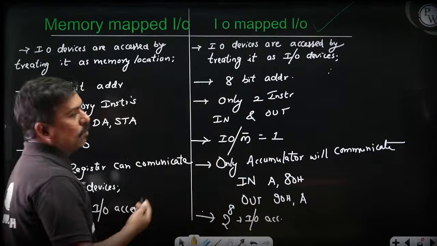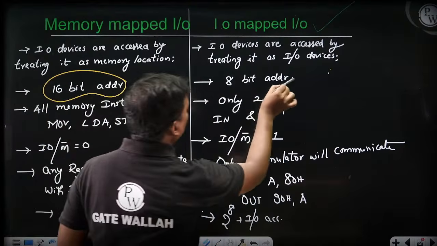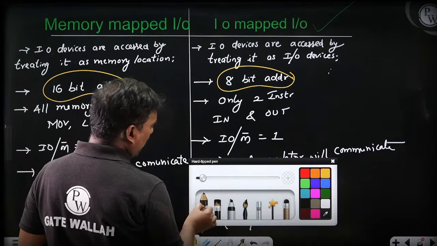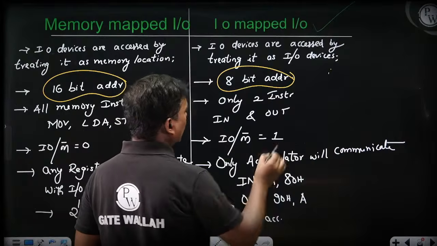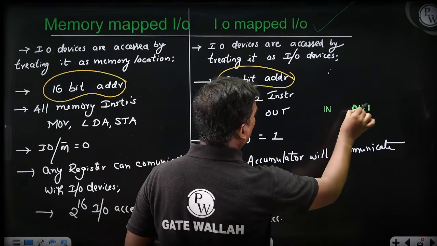The second one, IO mapped IO: an 8-bit address is used here, while memory mapped IO uses a 16-bit address. And for IO mapped IO, we use only instructions like IN and OUT. So these are the devices.